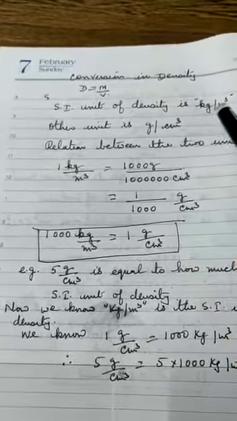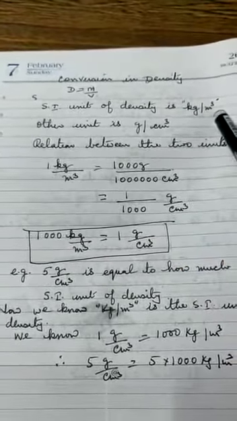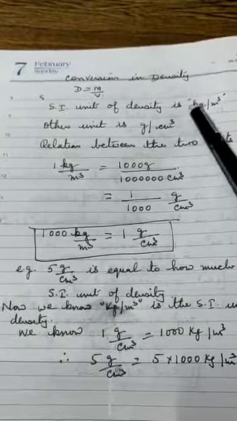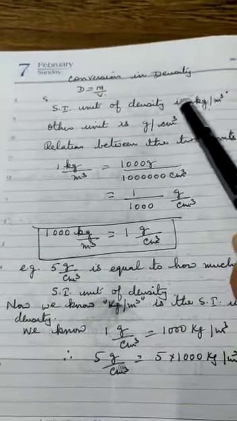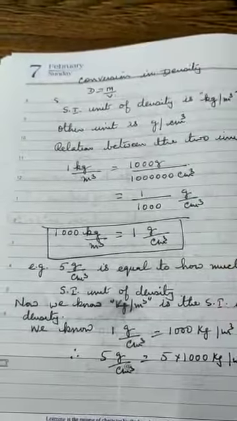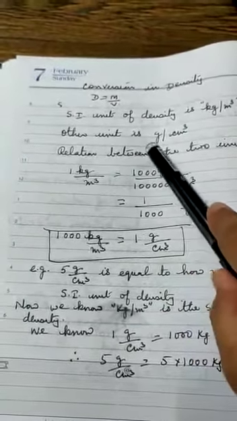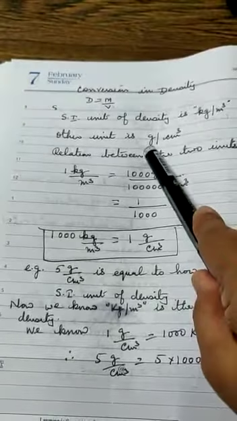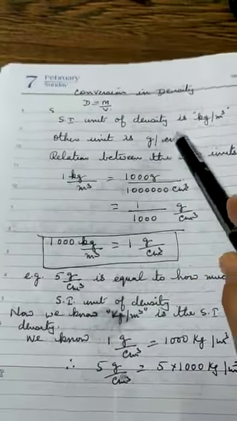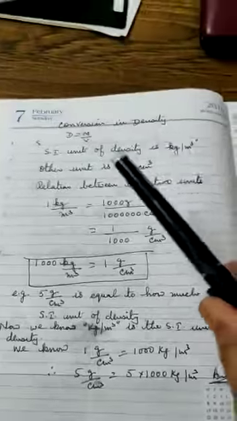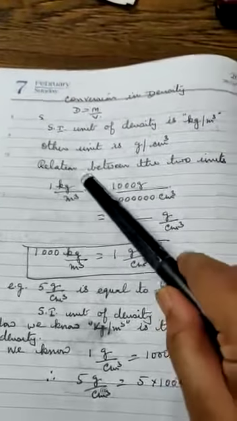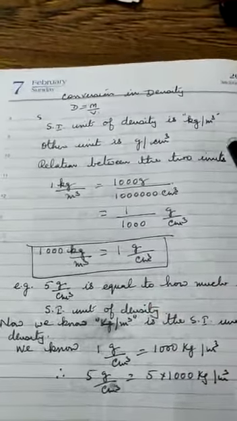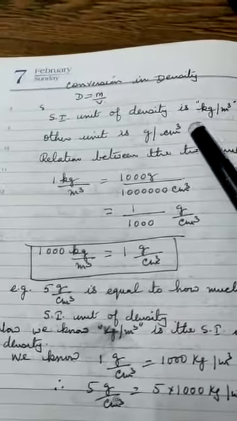SI unit of density is kg per meter cube. Kg is the SI unit of mass and meter cube is the SI unit of volume. Other unit, if you remember, it was gram per centimeter cube. Gram is the unit of mass, centimeter cube is the unit of volume. Then we have the relation between these two units, how these two units are related.